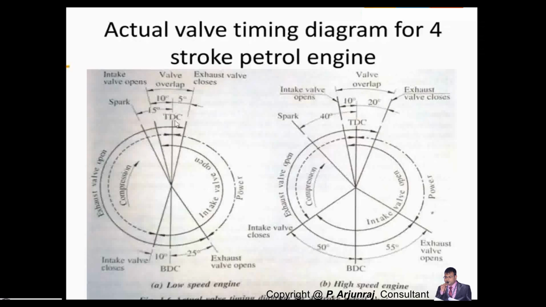I told you, 10 degrees before TDC the inlet valve opens, and again the inlet valve is going to get closed so that it will arrest the incoming fluid. That is going to happen 10 degrees after BDC, which means when the piston moves from BDC to TDC. When the piston moves from BDC to TDC, compression is going to happen. So this is the second stage, compression.